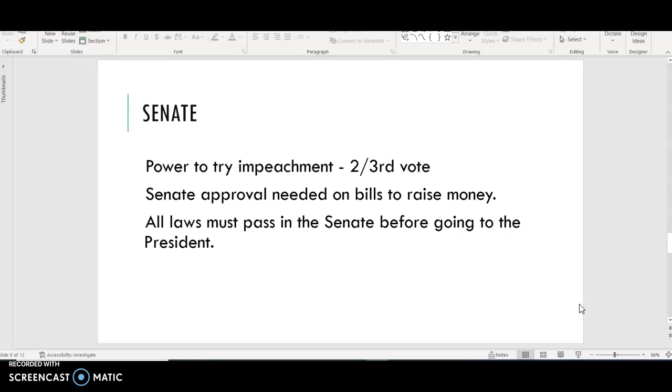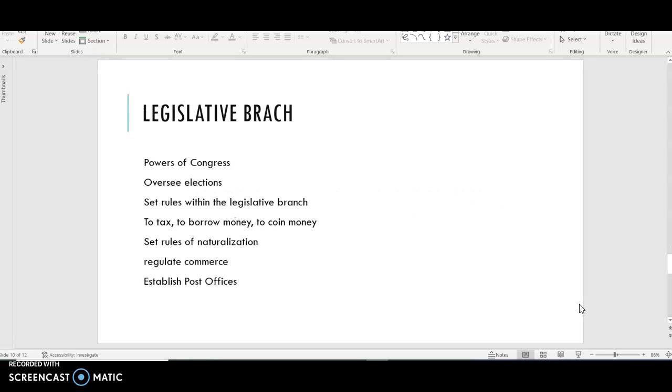The Senate approval is needed on bills to raise money as well. So if the House of Representatives votes to have certain money set aside for a specific thing, the Senate then needs to vote on that as well. All laws must pass in the Senate before going to the president.